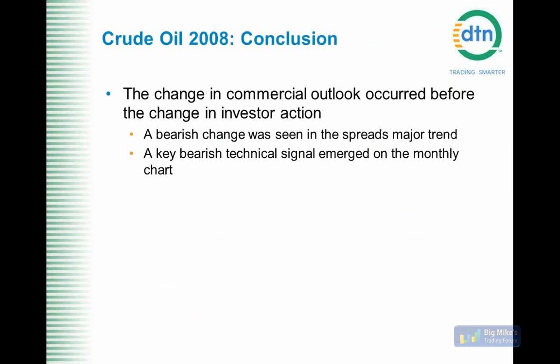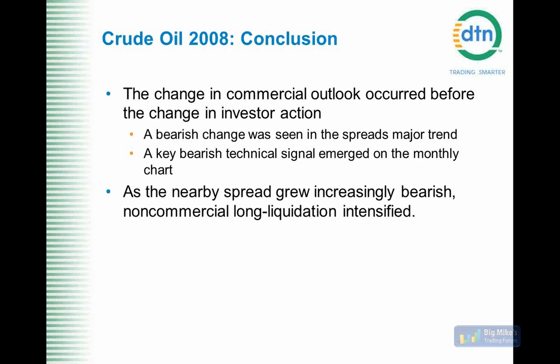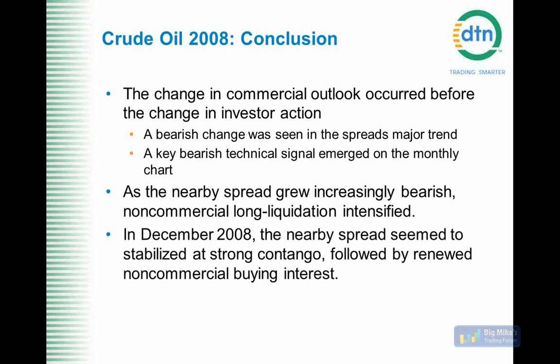So, in conclusion, what did we see in 2008? The change in commercial outlook occurred before the change in investor action. This bearish change in the spreads, which we saw on the major trend, was followed by a key bearish technical signal on the monthly chart, meaning the market was getting ready to go down. As the nearby spread grew increasingly bearish, non-commercial long liquidation intensified, speeding up the descent of the market. And then finally, in December 2008, the nearby spread seemed to stabilize at a strong contango.